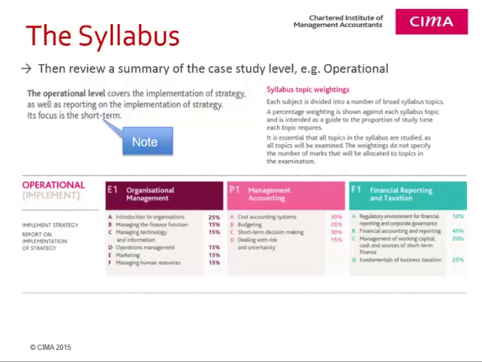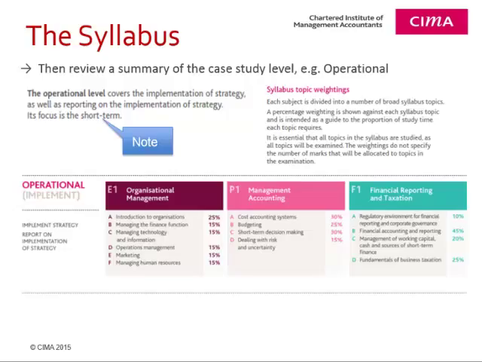Level 1 is operational. It consists of E1, P1 and F1. And what we'll see if we look at the syllabus is that the operational level covers the implementation of strategy. So the key word is implementation, as well as reporting on the implementation of strategy. And its focus is in the short term. So here we're looking at short-term things. So when we're analyzing the case study, we're not looking at long-term strategies here. If we're doing a level 1 case study, we're going to look at the implementation in the short term. So that's the first thing we need to note.